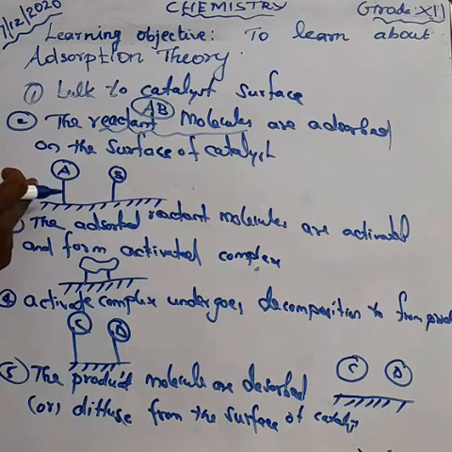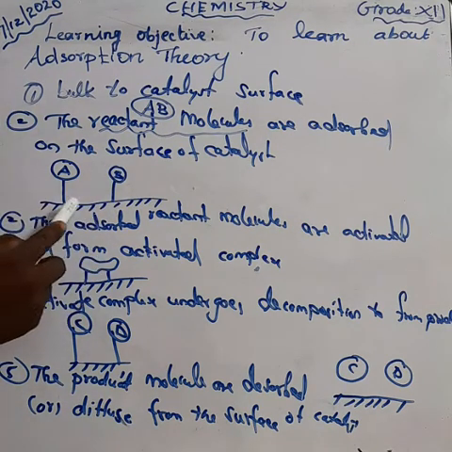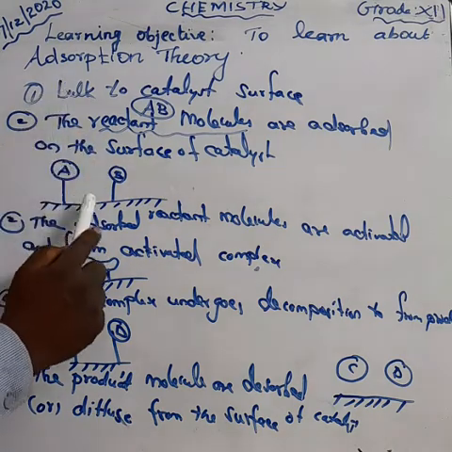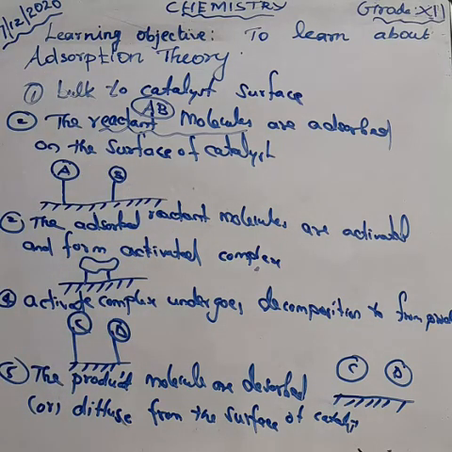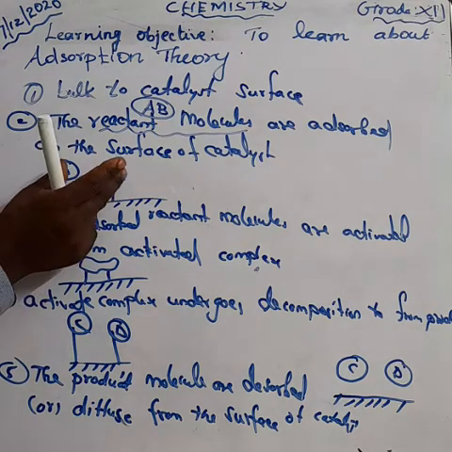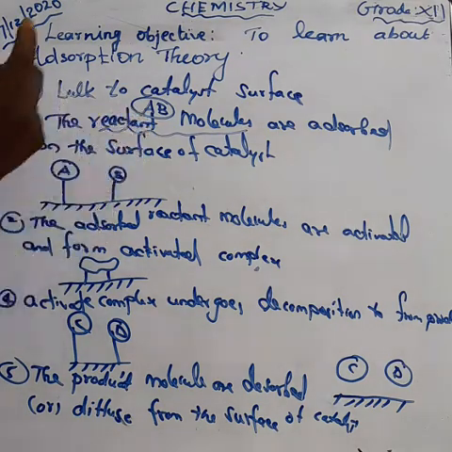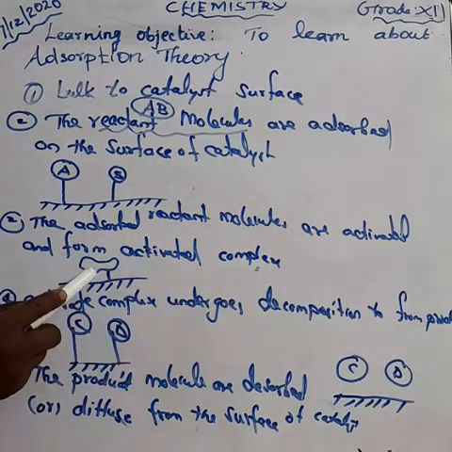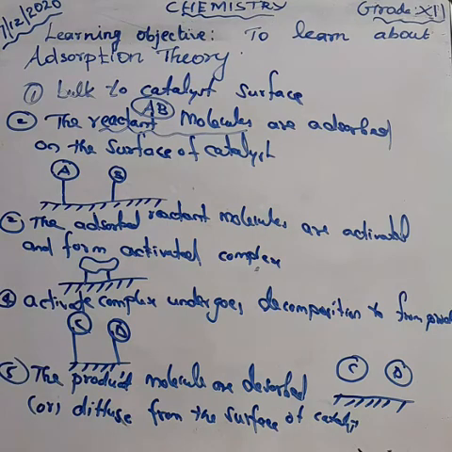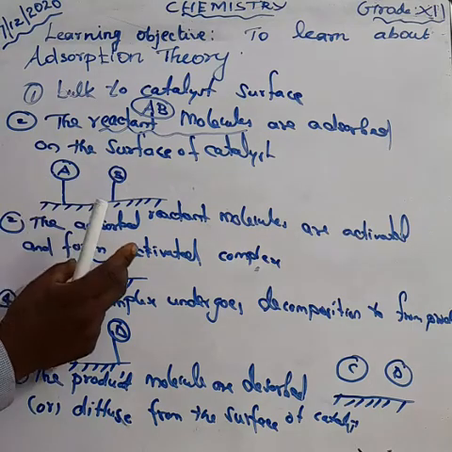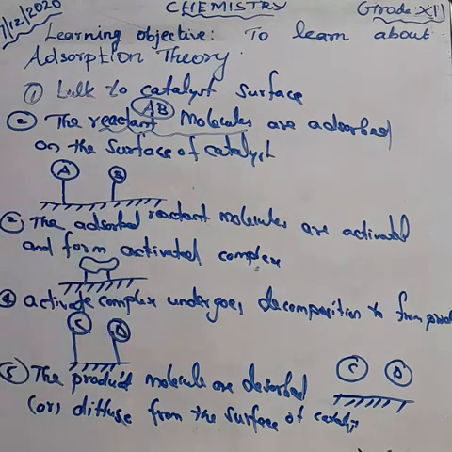Those who are interested can draw the diagram also. On the surface of the catalyst. This is the catalyst. Here, reactant molecules are adsorbed. What is the next point? Here, the adsorbed reactant molecules are activated, combined or joined to form an activated complex. The ABs undergo joining to form an activated complex.